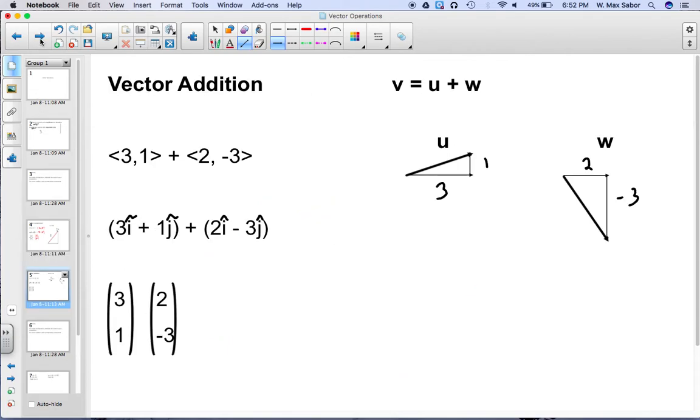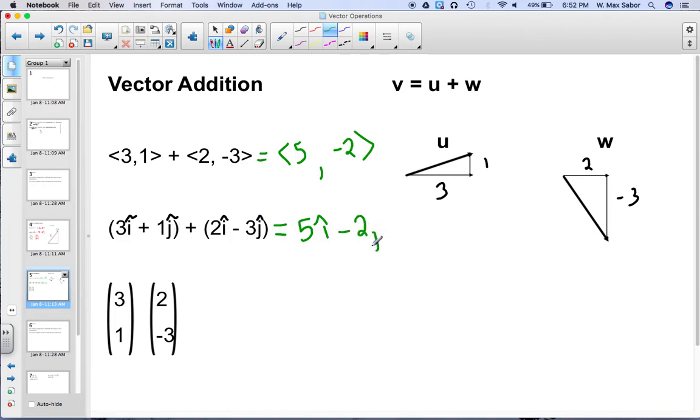Vector addition works by combining corresponding components. So x components are going to be added, y components are going to be added. So we take 3 plus 2, and we'll get 5. We'll take 1 minus 3 and get negative 2. So that is the sum. Here, we take the i hat, the i components. 3 plus 2 is 5 i hat. And then 1 minus 3 is negative 2 j hat.